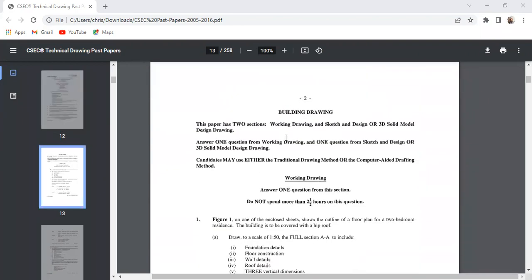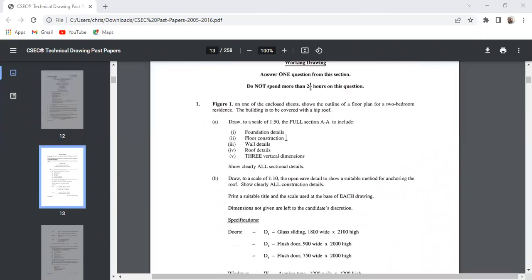The question reads thus: Figure one on the enclosed sheet shows the outline of a floor plan for a two-bedroom residence. The building is to be constructed with a hip roof. Draw to a scale of 1 to 50 the full sectional elevation to include foundation detail, floor construction, wall details, roof details, three vertical dimensions. Show clearly all sectional details.